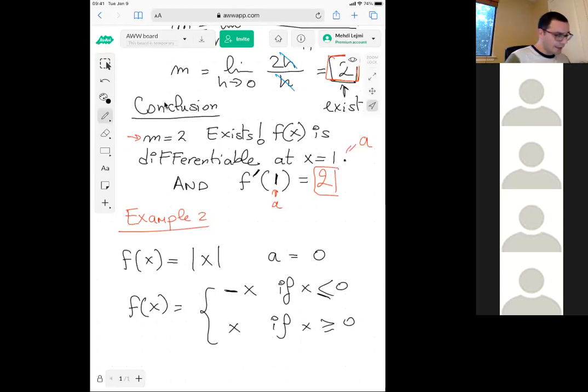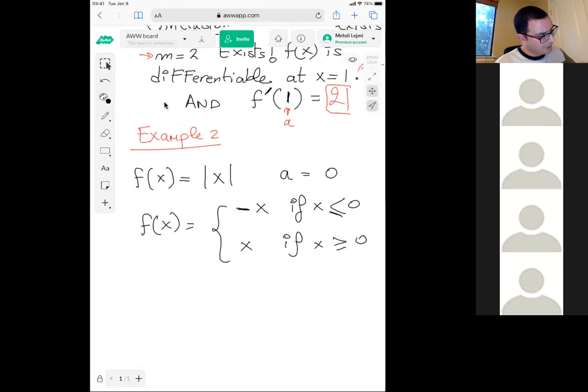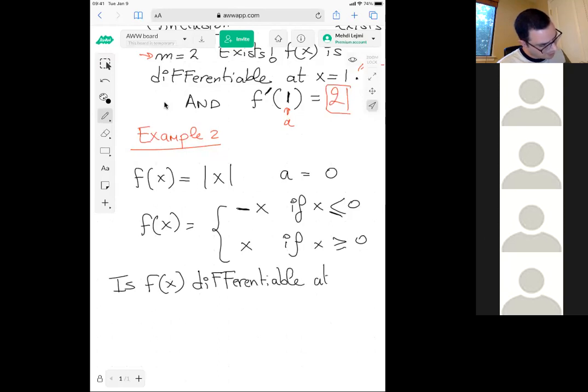Now, okay, so that's good. Now let's see if f of x is differentiable. So the question is: is f of x differentiable at x equal to 0? And we're going to try to find f prime of 0.